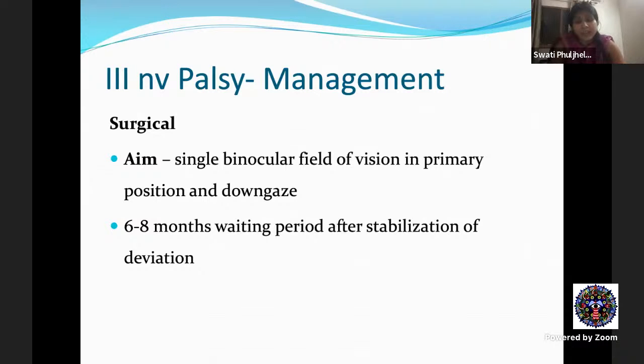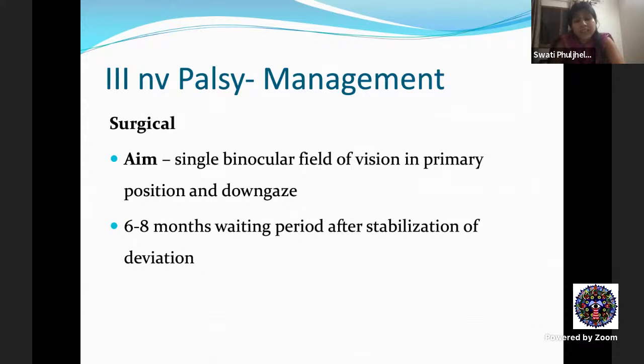So one has to be clear that not all the deviations, all 9 gazes, can be corrected with the surgery, and patient should be counseled realistically for that. So it's important to wait for 6 to 8 months before the stabilization of deviation, because most of the vasculopathic third nerve palsies do improve over a period of time, and if all the risk factors are under control, they do not need surgery most of the time.